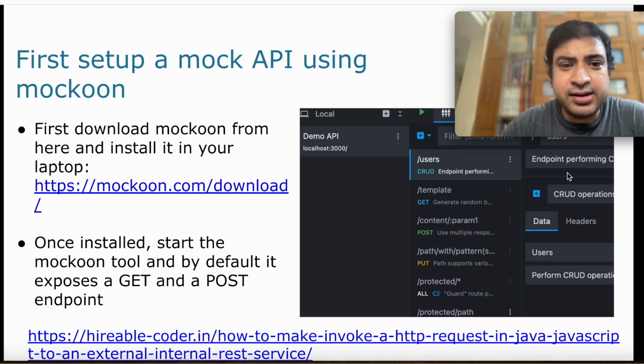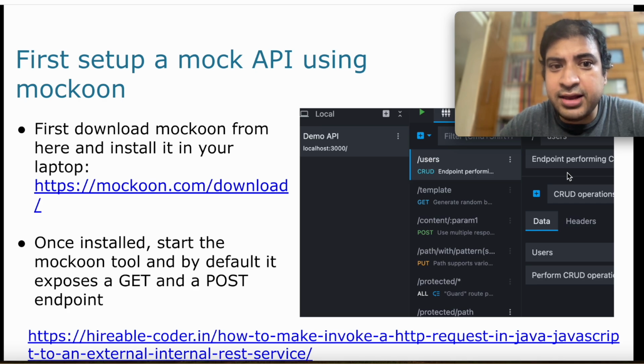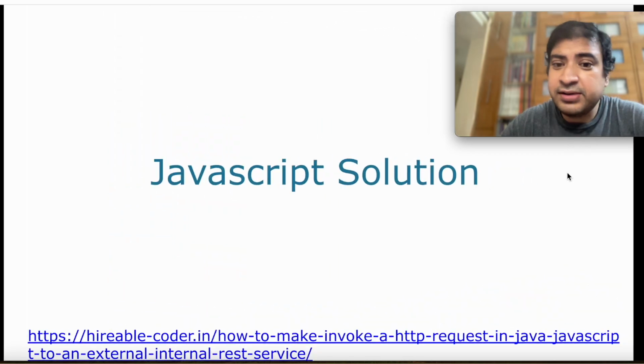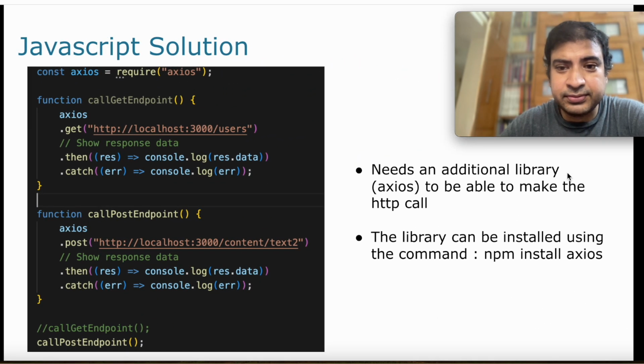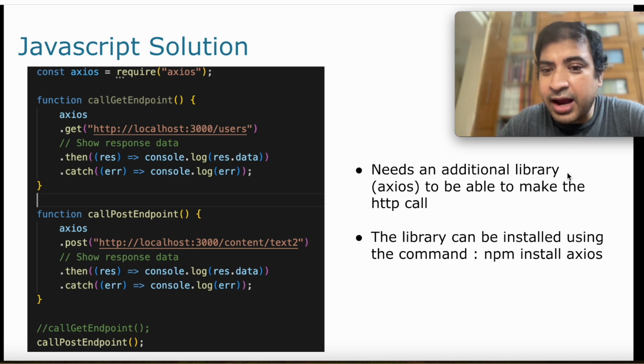So we will first create the mock API using Mockoon, and then we will try to invoke this API from a JavaScript and a Java program. First from a JavaScript program, because it's relatively easier to invoke from a JavaScript solution. And here is the code on the left hand side. Very simple code, which is invoking the get and the post endpoints. But we also need to install a library known as Axios, and we know that we can very easily install a library in Node.js by using the command npm install and then the library name.